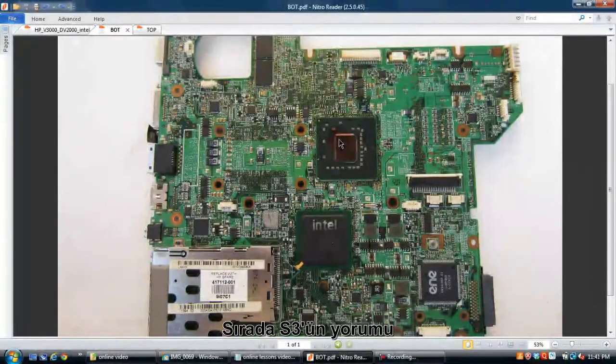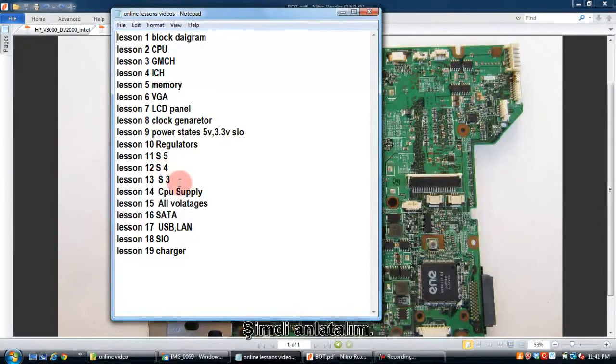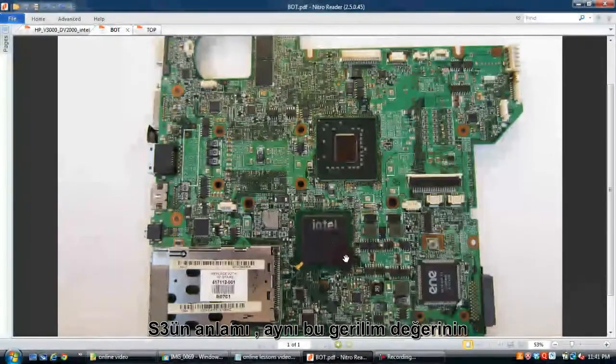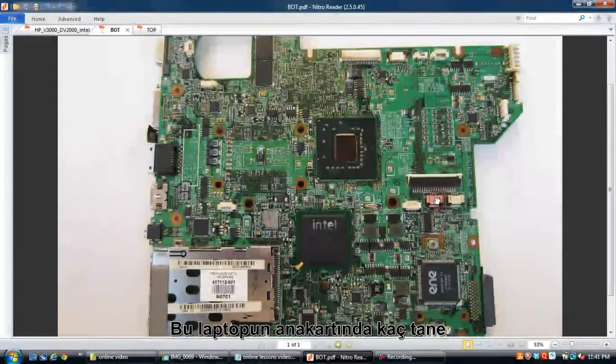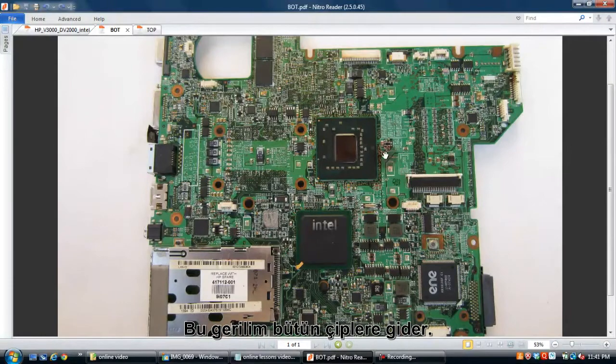Next, the S3 command. This is the S3 command. The S3 command also comes out from this place. This voltage goes to all regulators, and all voltages will come out from these regulators. I will explain how many regulators there are in this laptop motherboard. Those voltages go to all these chips.